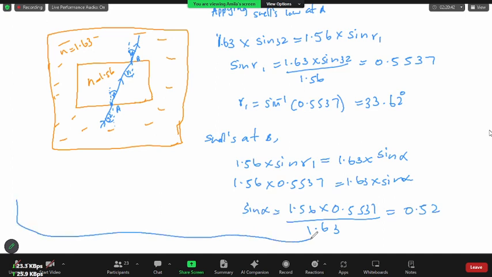So therefore, alpha equals sine inverse 0.52, nearly 32. So this is the leaving angle. This is a glass block, but you will experience that when the light is incident at a 32 degree angle, it will leave the glass block at nearly the same 32 degree angle.